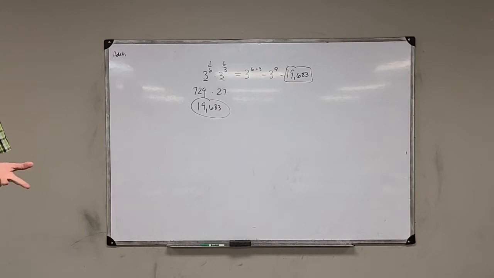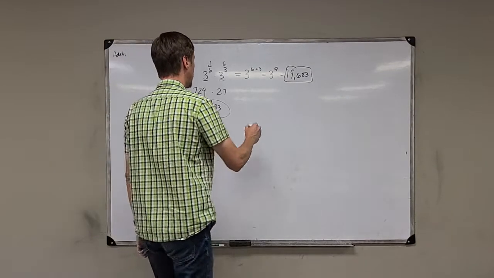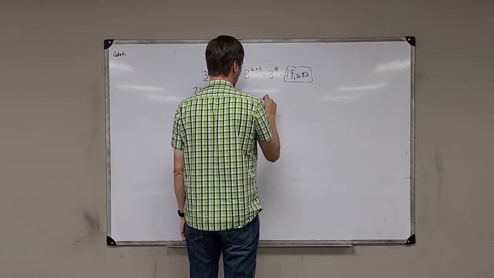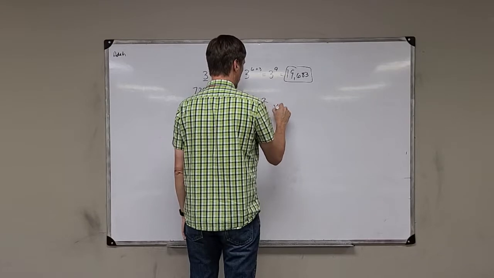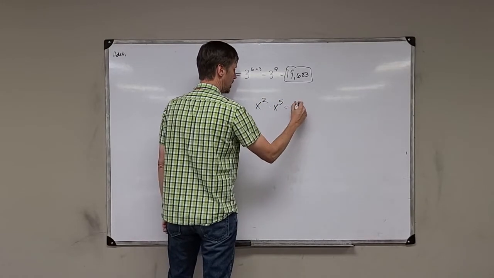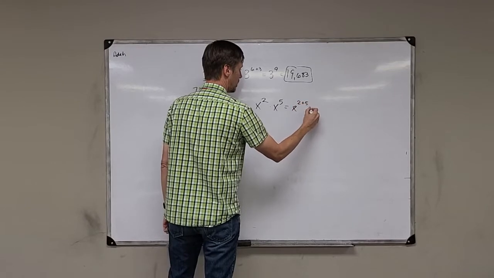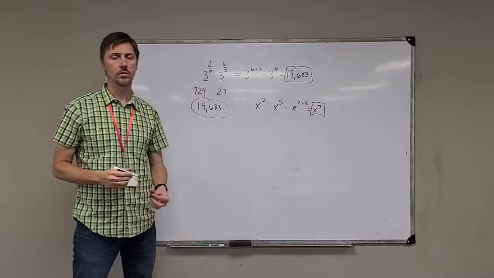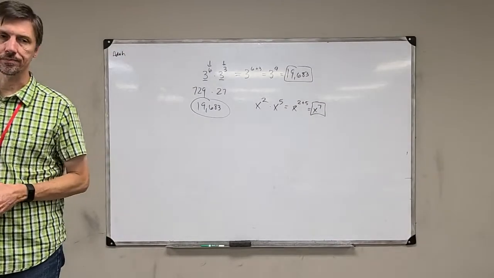So you guys should have seen that rule before. Do you remember that rule with exponents? A lot of times, it's more common to see this when you have variables. So if I have x squared times x to the 5th power, that's the same as x to the 2 plus 5, so x to the 7th would be what the end result is there.